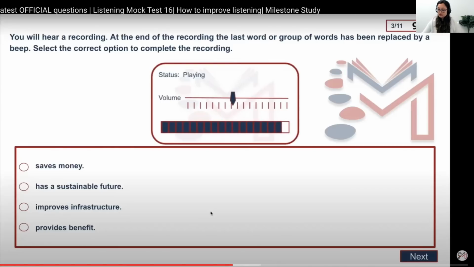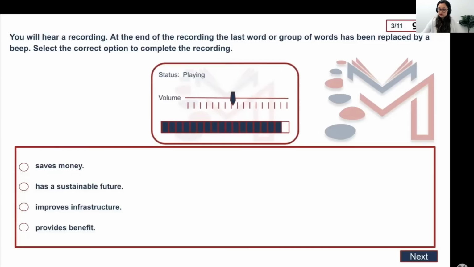Coupled with policy measures, regulation, and investment, should ensure the construction industry.